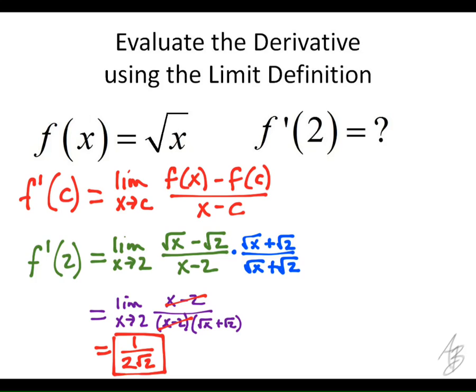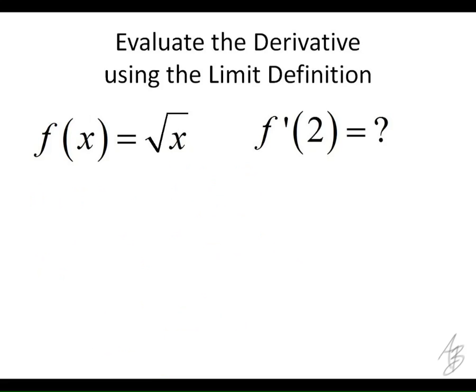Now let's go through this really quickly using the rules that we know for evaluating the derivative. So we're not going to use the limit definition. We're just going to evaluate the derivative at a point. What could we do first? How could we find the derivative of the square root of x?